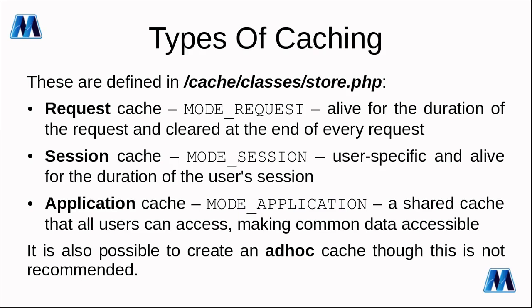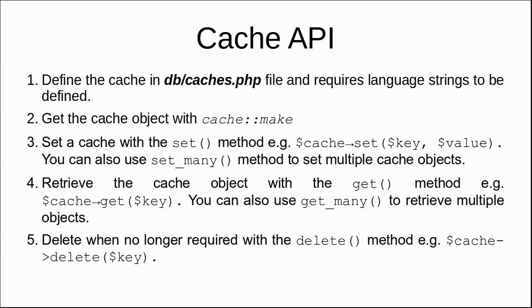For the types of caching, we have a request cache. The constant is mode underscore request, which keeps the content for the duration of the request and is cleared at the end of every request. We also have a session cache, with the constant mode underscore session, which is user specific and alive for the user's session. And then the final one is the application cache, which is a shared cache that all the users can access, making the data accessible for a period of time. It is also possible to create ad hoc caches, but this is not a recommended thing to do.